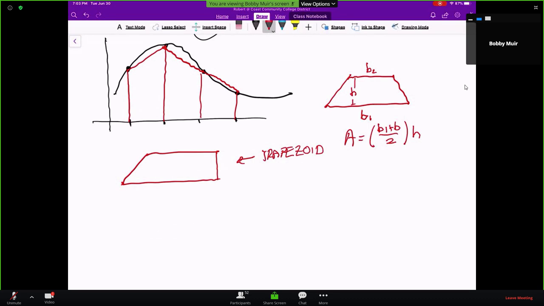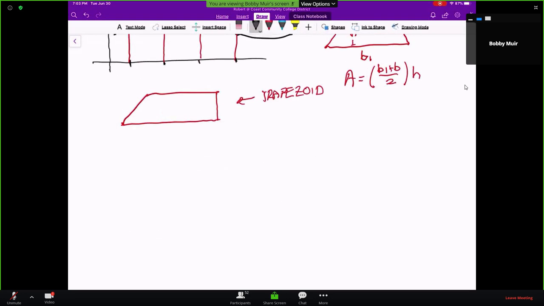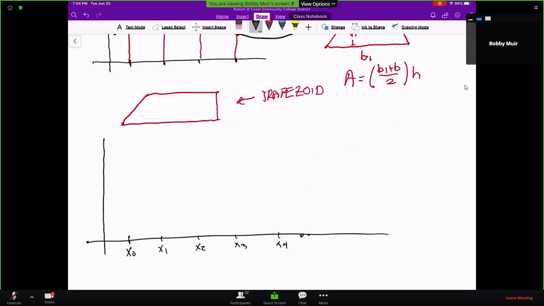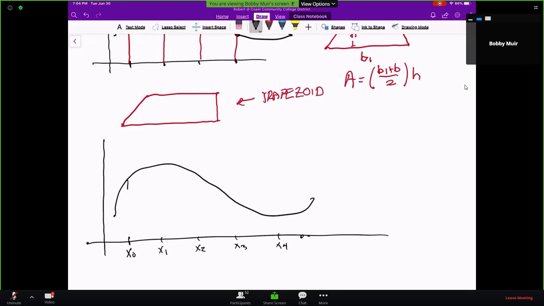And so if we apply that to our picture, let's see here. I'll do this again. Like this and like that. Okay, so let's say that this is x0, that's x1, x2, x3. That should be enough. Okay. So I've got something going like this. And so this point right here is x0, f of x0. Remember, we know f. This point right here is x1, f of x1. This width right here is delta x.